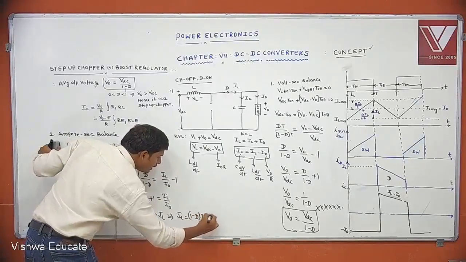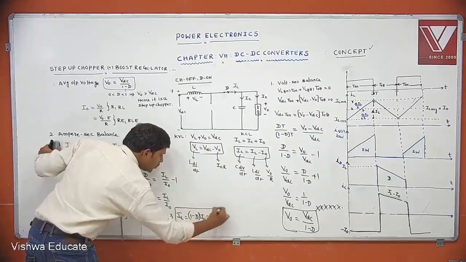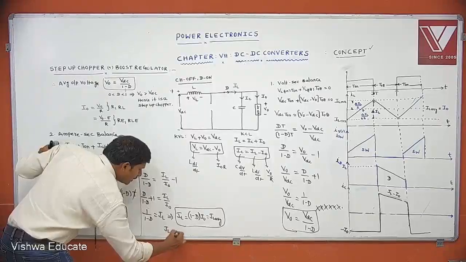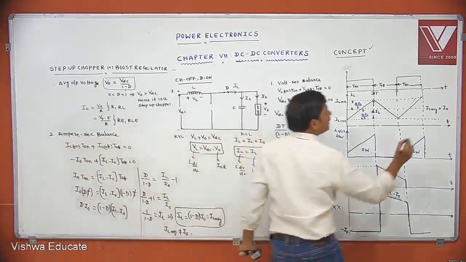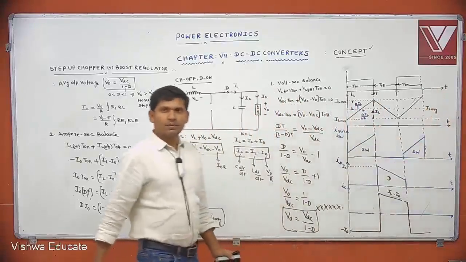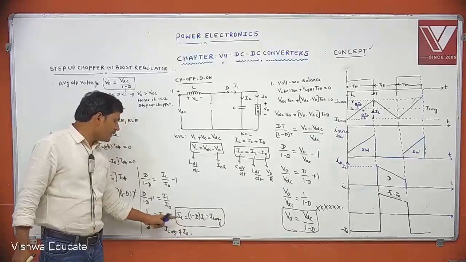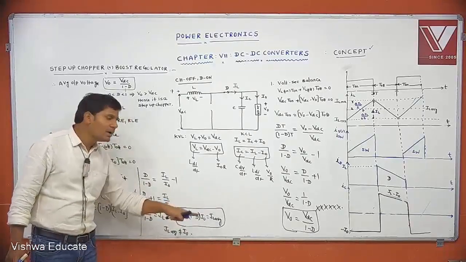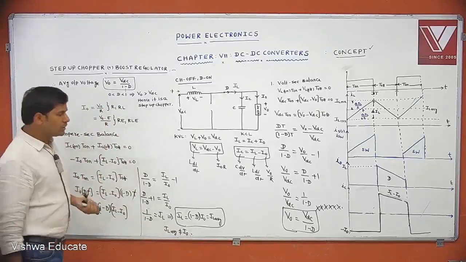This is IL average. That's why in the case of boost regulator, IL average is not equal to I naught. This is important. In the case of boost regulator, IL average equal to 1 minus D times I naught is not equal to I naught. This is the second parameter.